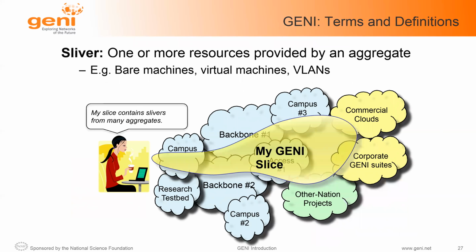We talked about an aggregate, we talked about a slice. There's the other thing that you'll hear often, which is a sliver. Now, remember those pictures of that green slice and the red slice, and each of the slices had resources from different aggregates. So the resources that were at one aggregate are called a sliver. So in that sense, a slice can contain many slivers from several different aggregates.